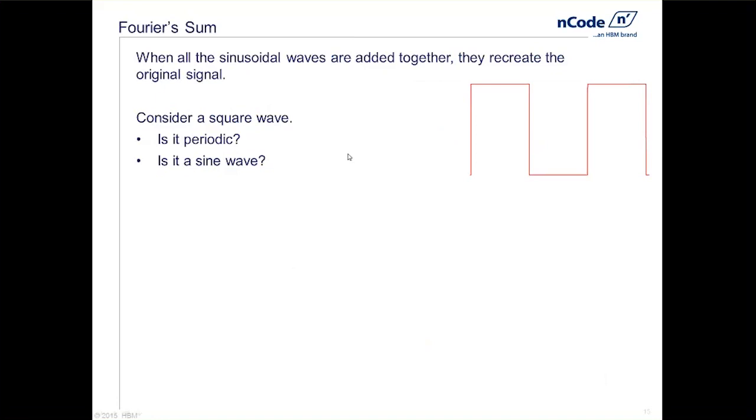Fourier sum. So when we take all of these sine waves and we add them together, we're going to create the original signal. If we look at this square wave on the right and ask a couple of questions: one, is it periodic? We could say yes, in fact it is. Is it a sine wave? No, it's not quite a sine wave. However, we could possibly come close to reconstructing that signal with a series of sine waves.